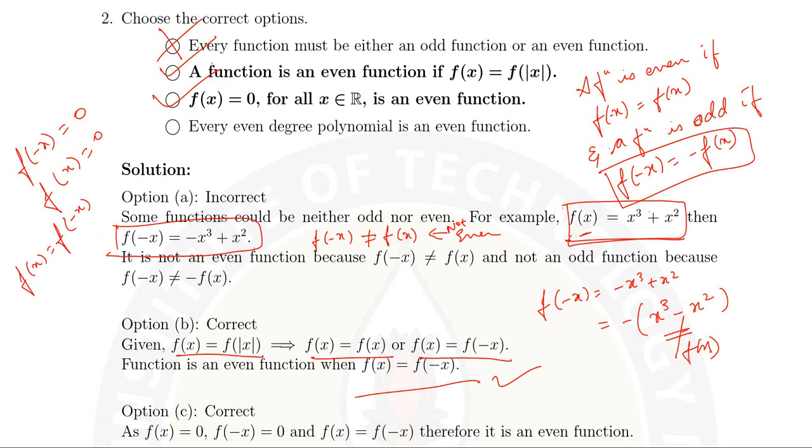Now looking ahead at the next option, every even degree polynomial is an even function, which is not necessarily the same, because this is a wrong statement. If f of x is equal to x to the power of 4 plus x cube, this is an even degree polynomial. But to fulfill the even function condition, I should get f of minus x equal to this. When I substitute minus x here, x to the 4 stays positive, and here I'll get minus x cube. These both are not the same, right? Therefore not every even degree polynomial is an even function, correct?